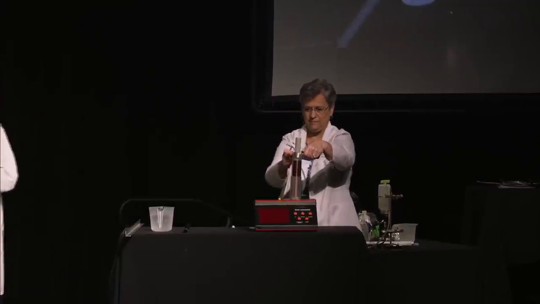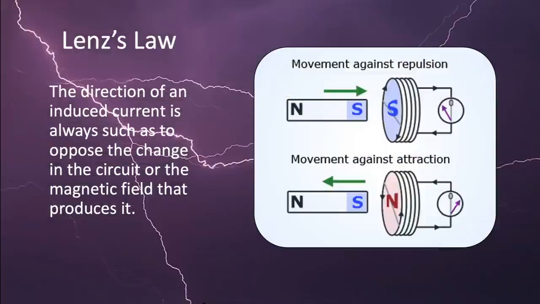So this goes according to Lenz's law. Lenz's law: when you push a magnet into a coil of wire, it resists your action. When you pull it out, it resists you as well. And so it acts kind of like a magnetic braking system.